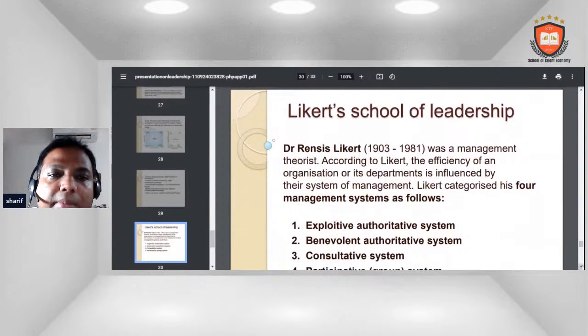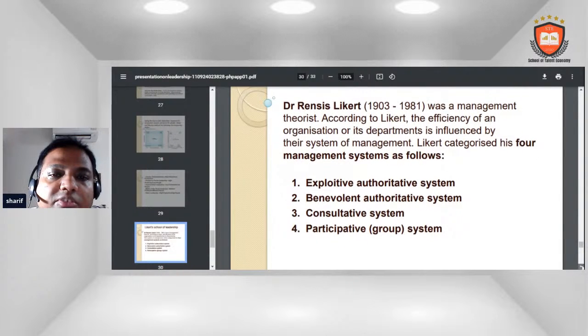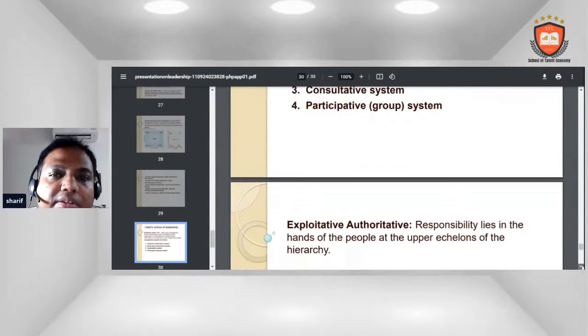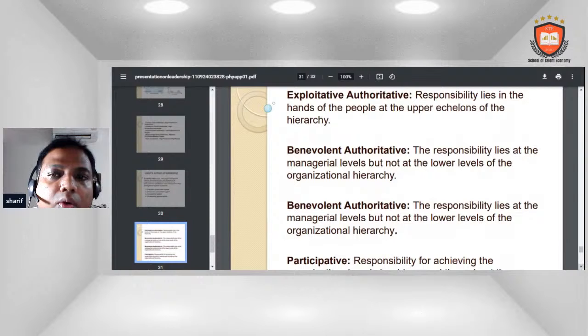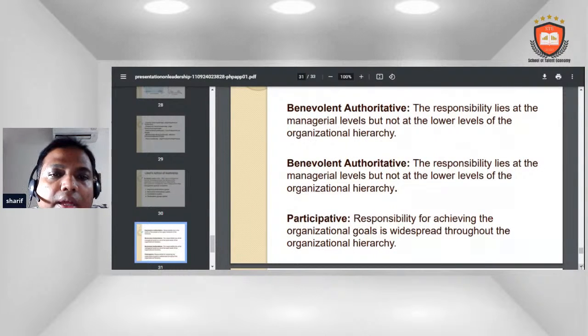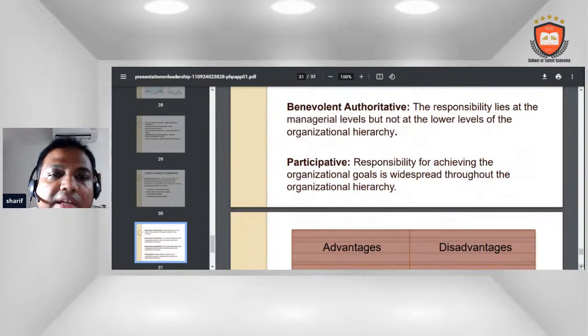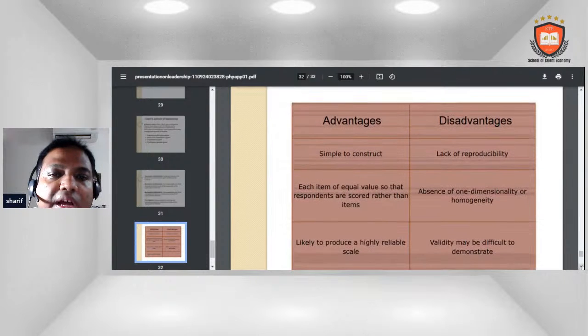Rensis Likert was a management theorist. According to Likert, the efficiency of an organization and its departments is influenced by its system of management: exploitative authoritative systems, benevolent authoritative systems, consultative systems, and participative group systems. Exploitative authoritative: responsibility lies in the hands of the people at the upper echelons of the hierarchy. Benevolent authoritative: the responsibility lies at the managerial level but not at the lower levels of the organizational hierarchy. Participative: responsibility for achieving the organization's goals is widespread throughout the organizational hierarchy.